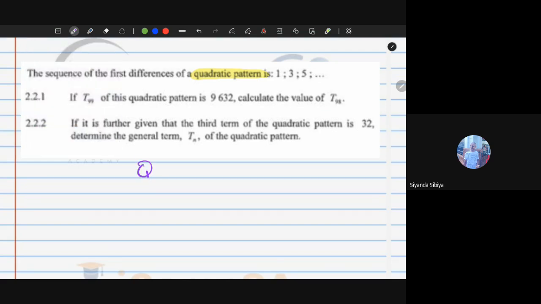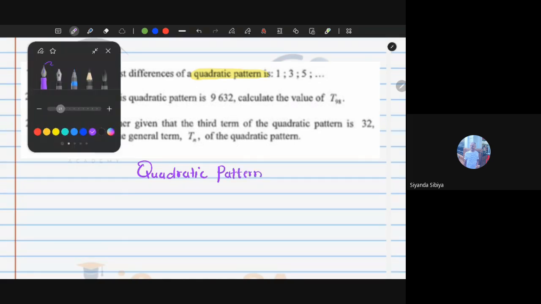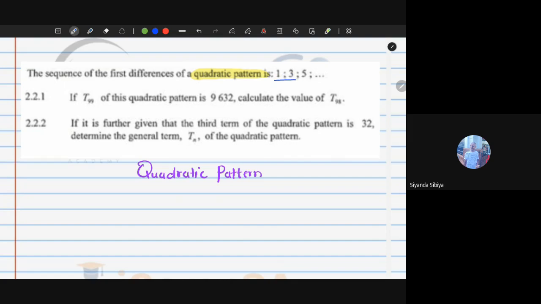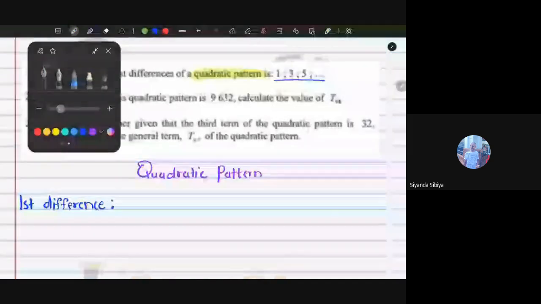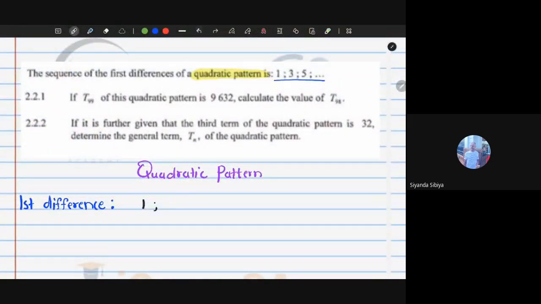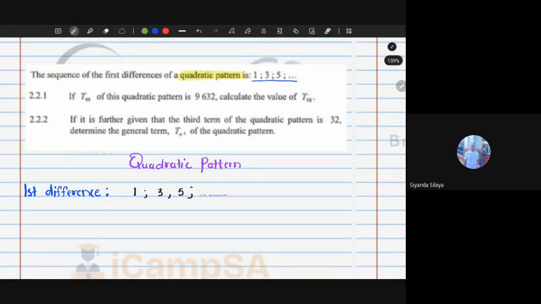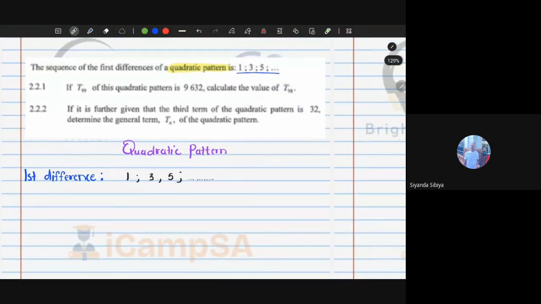So let's think of what is happening here. And one thing you should note is that we are working with a quadratic pattern. What we are given is not the quadratic pattern, but the first difference of the quadratic pattern. And what is this first difference? This first difference is 1, 3, 5, and so on.